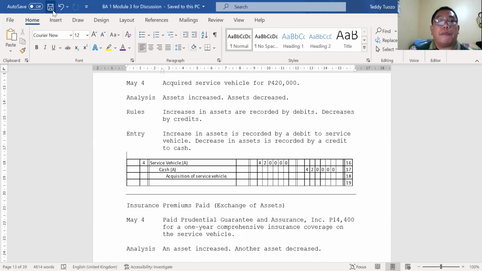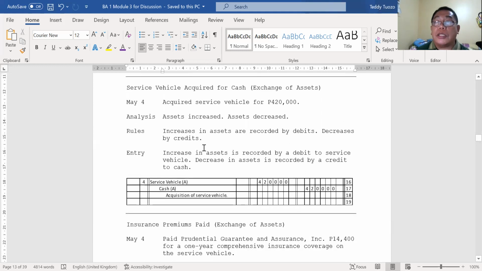And the alternative payment is not cash, but an accounts payable account. Okay, let's just use whatever is the example given by the author.